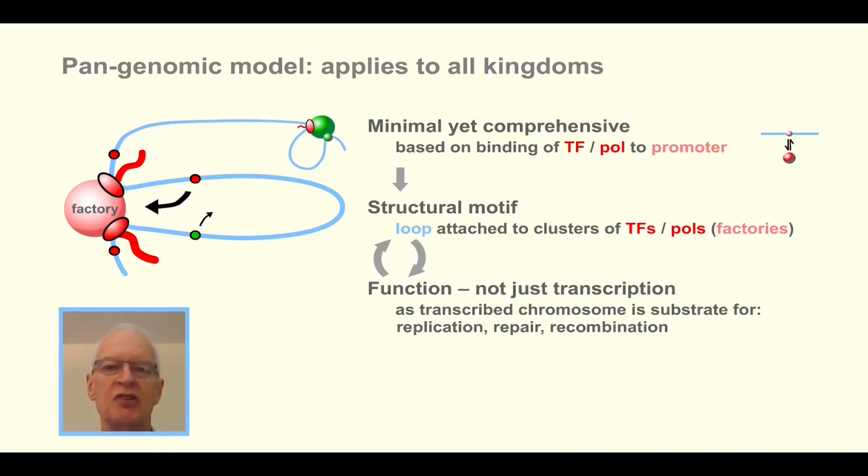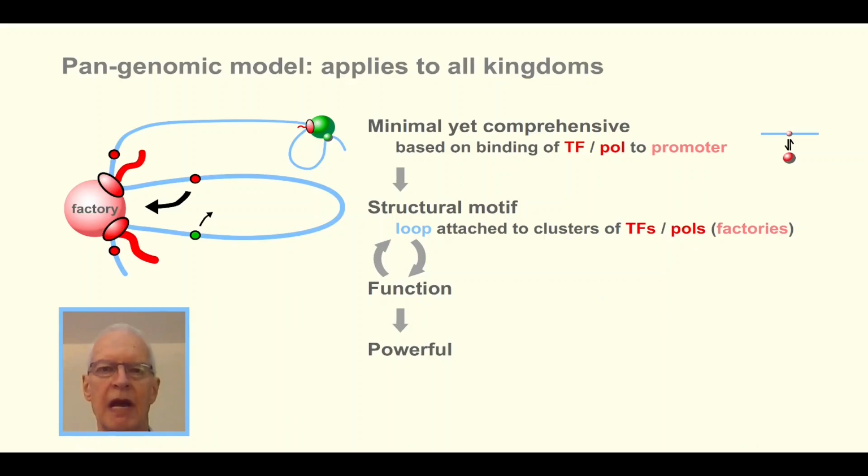Now, I've focused on transcription, but because the transcribed genome is the substrate for all of the other things that happen with that genome, of course, the pan-genomic model is going to influence these additional functions too. I think the model is incredibly powerful. It explains many mysteries. I've summarized some. For example, how mysterious motifs like enhancers and eQTLs work.